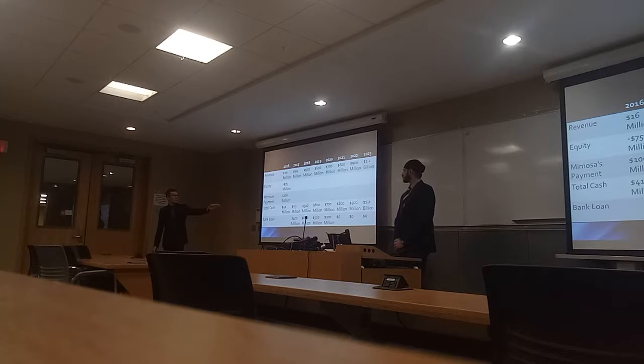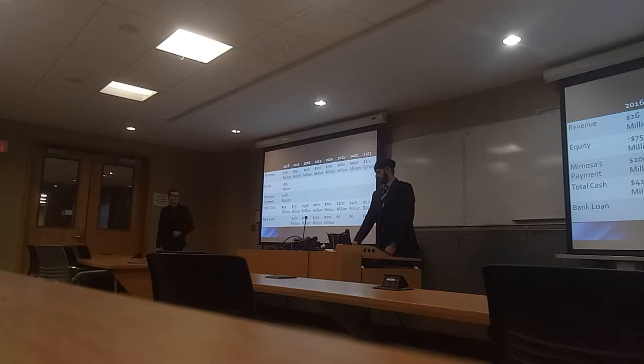And you can see here that by 2021, the bank loan is paid back in full, which is a lot different than when we proposed the offer, where the bank loan was carried forward for 25 years. Moving forward to the next slide.